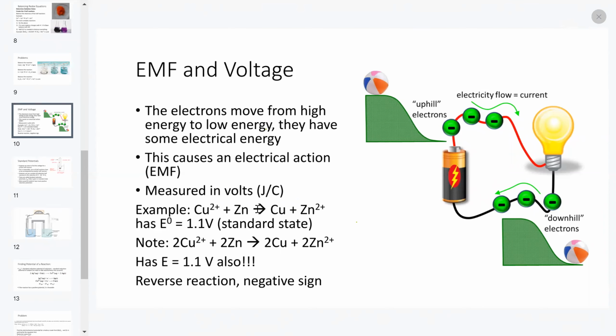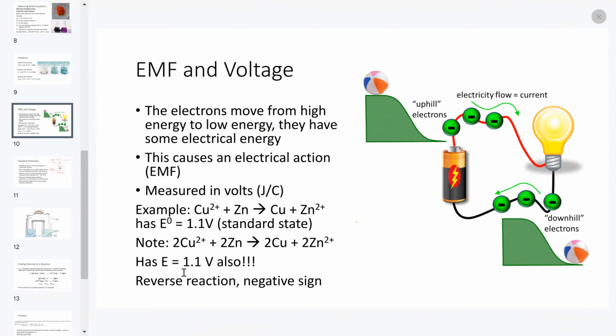And this reaction has E naught equals, so this voltage. And it's not, so this is at standard state, so everything is going to be 1 molar. We have E naught equals 1.1 volts. And volts means joules per coulomb, by the way. A coulomb is a measurement of electric charge.